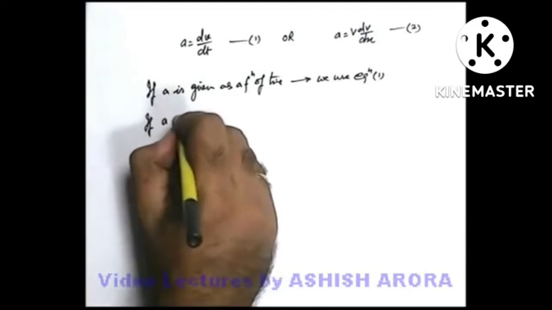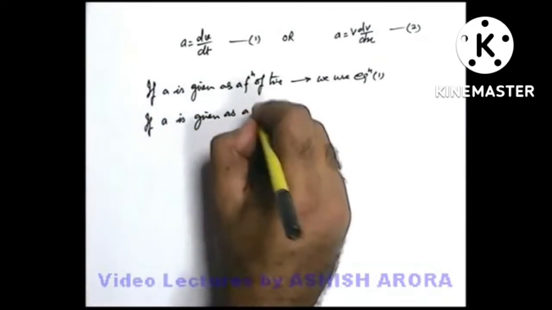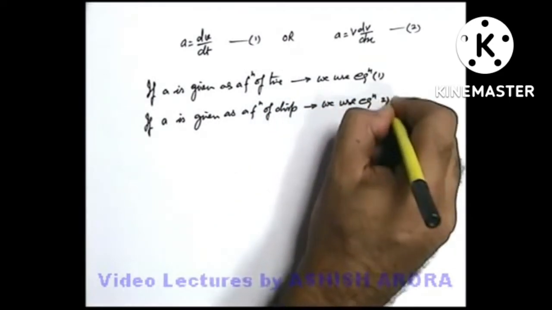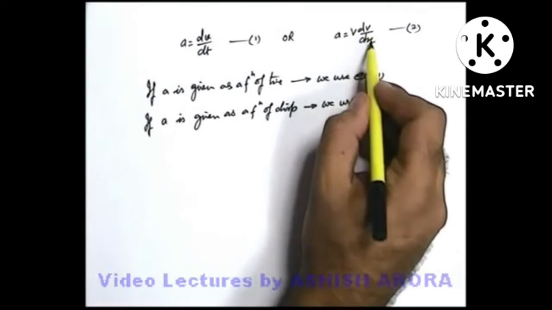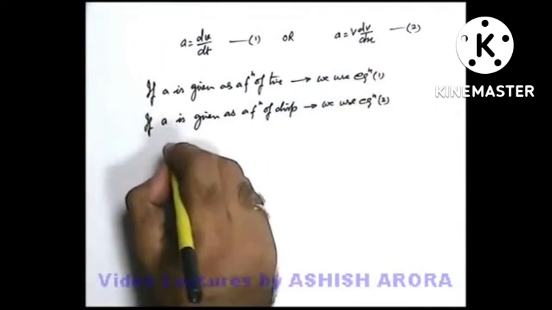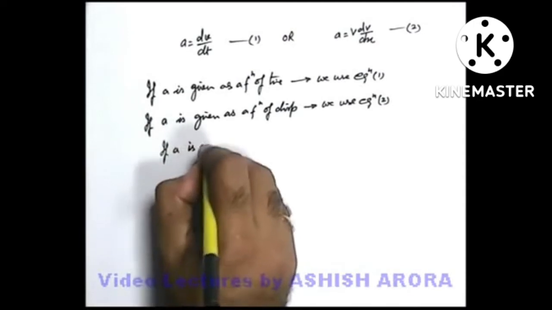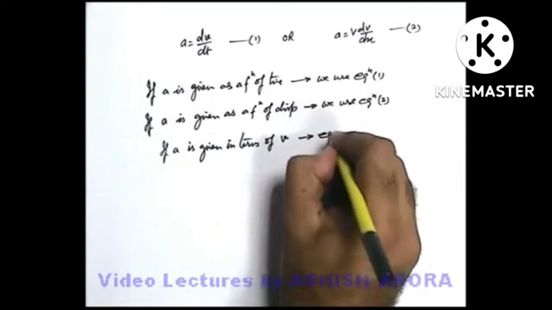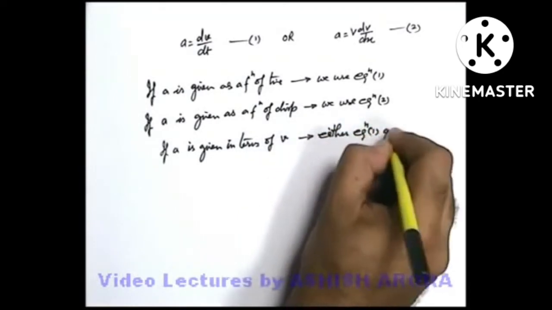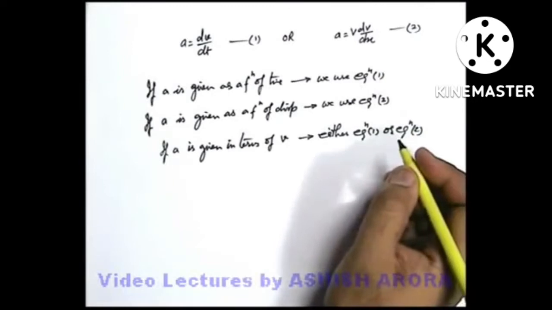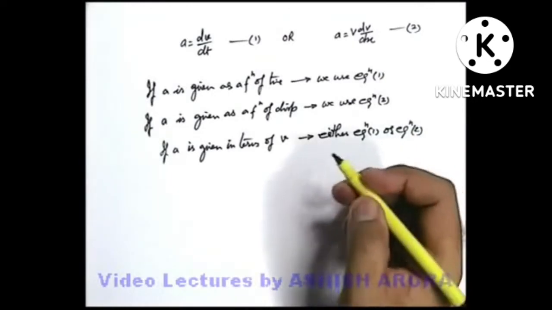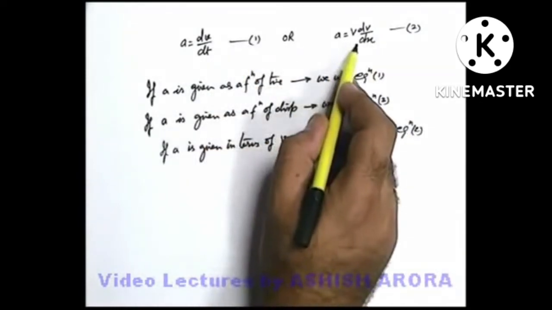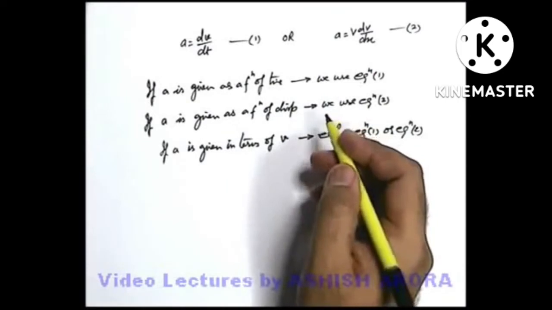Sometimes in various problems, if a is given as a function of displacement, then obviously we use equation number 2, because in equation 2 acceleration is expressed in terms of velocity as well as displacement. Sometimes it may happen that a is given in terms of velocity, then we can use either equation 1 or equation 2, which depends on the requirement of data in the problem. Based on that, we use equation 1 or 2, whether it is related to a time function or a displacement function. That will be more clear with the help of some examples.